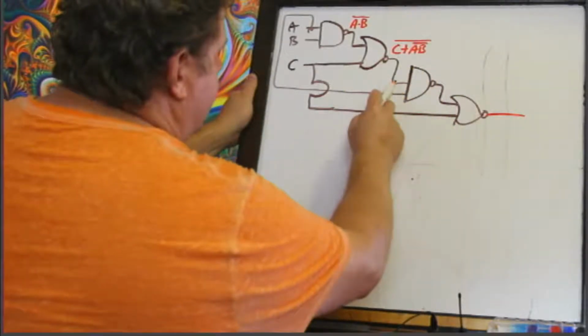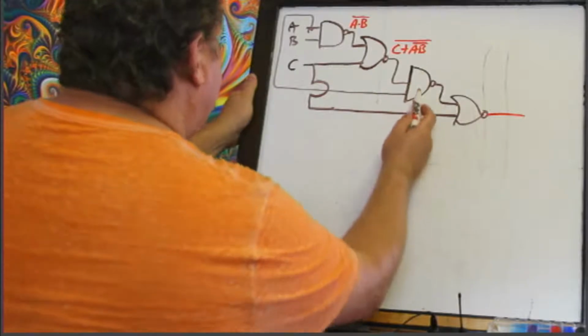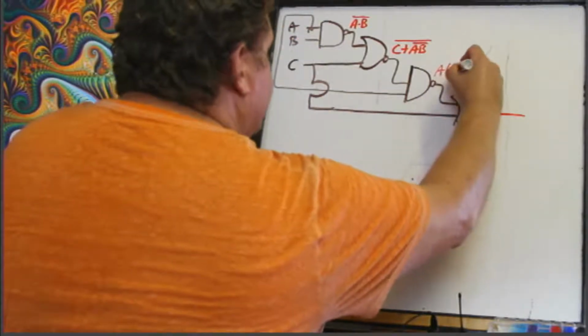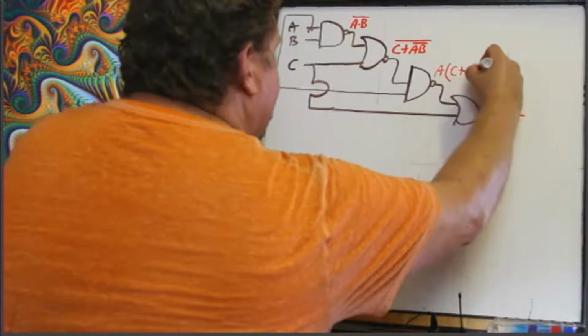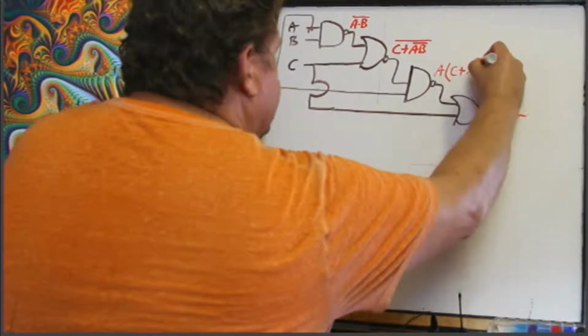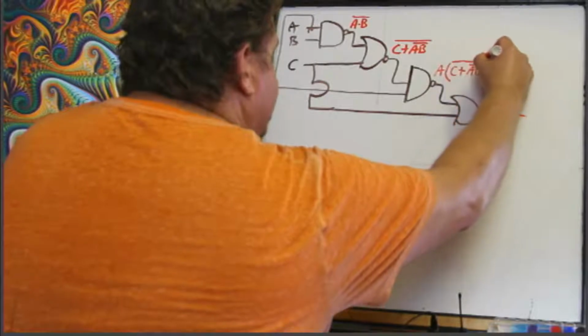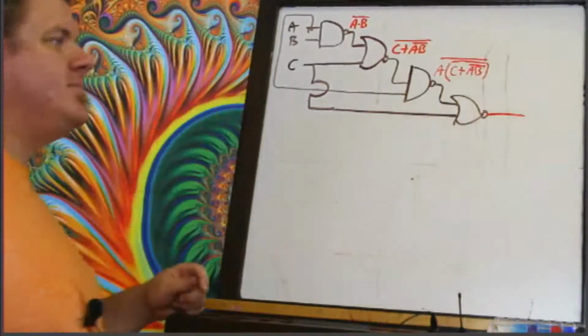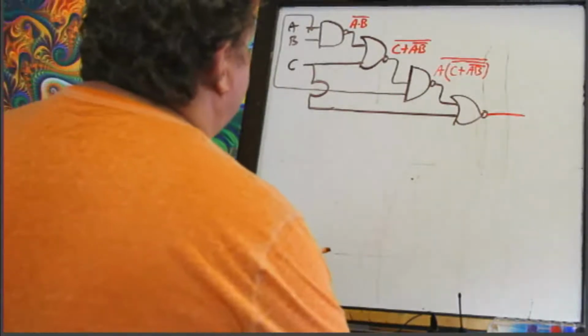The next one, that result is then NANDed with A. So we have A and C plus AB. Be very careful here. There's a bar over this. There's a bar over this whole thing. And now there's a bar over that whole thing. So now we're starting to add them up here, aren't we?